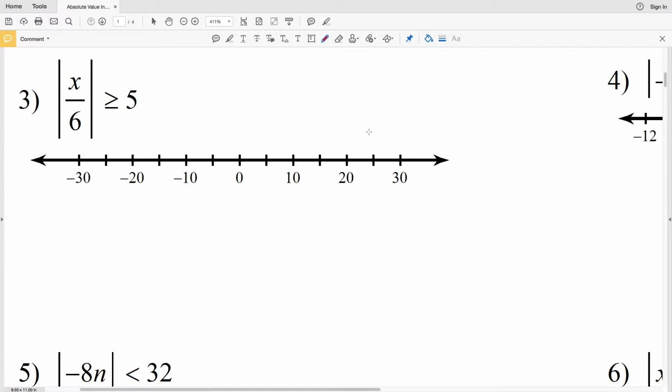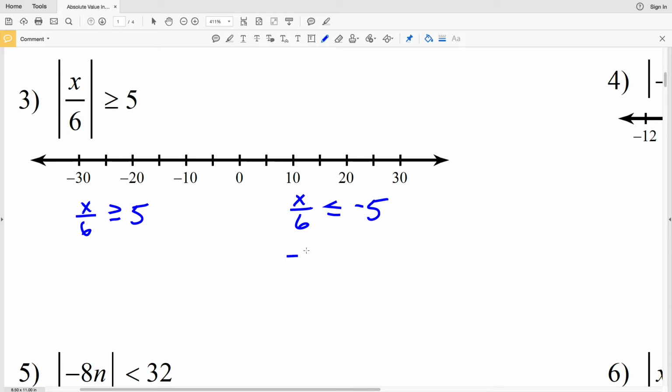Number 3, we have the absolute value of x divided by 6 is greater than or equal to 5. So we know that x divided by 6 is greater than or equal to 5, and x divided by 6 is going to be less than or equal to -5. This is a little different from the previous ones because now we have that the quantity with the variable is greater than or equal to some value. But the same rule applies. We're going to have to flip this inequality when we're dealing with the negative options.